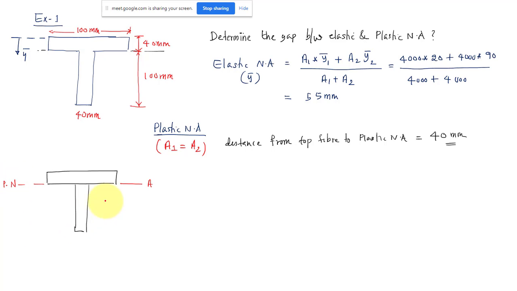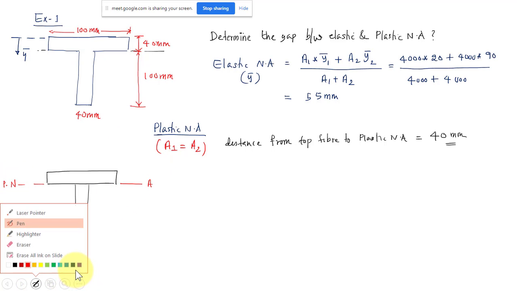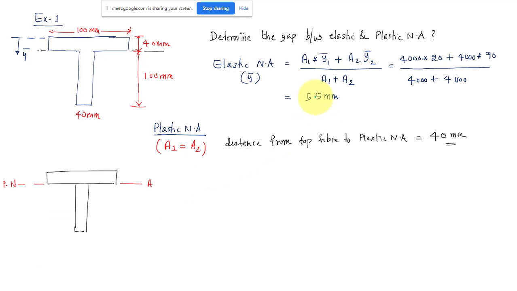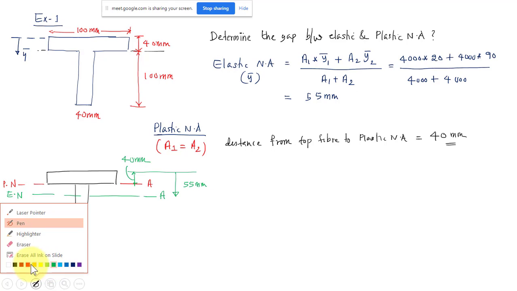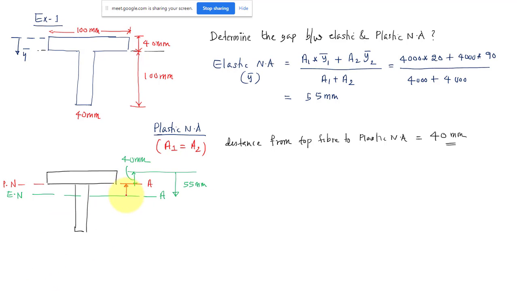Plastic neutral axis. And where will be the elastic neutral axis? We have already located it at a distance of 55 millimeter from the top, somewhere here. This is the elastic neutral axis. So this is 55 millimeter and this is 40 millimeter. So we can see this will be the gap, and we can just find out that it is 15 millimeter. So this is the gap.